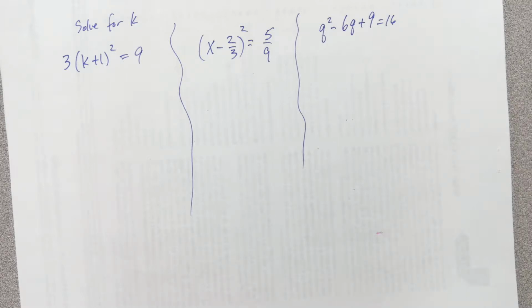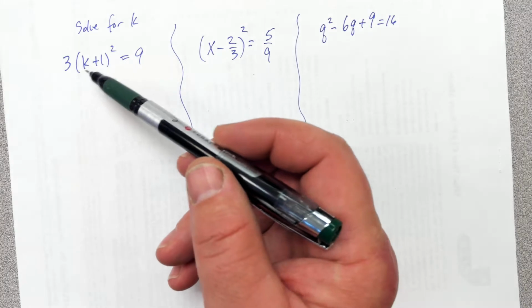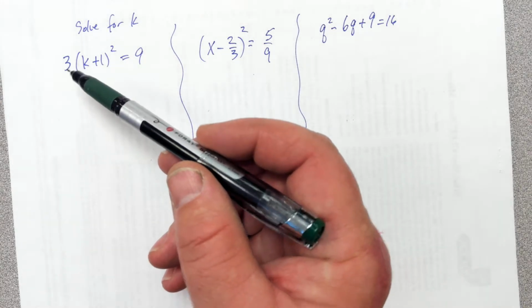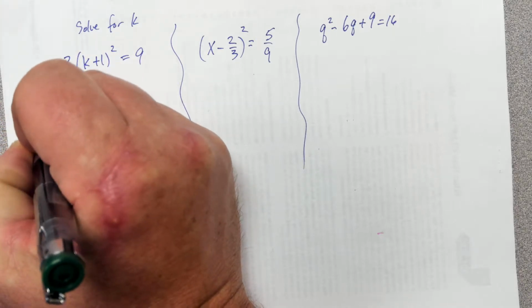Alright, so for the first one, the temptation is to take the square root first. Because it's like the square root of 9 is 3 and the square root of this is k plus 1, but that's ruining the fun. So always in math, the order of operations is in play.